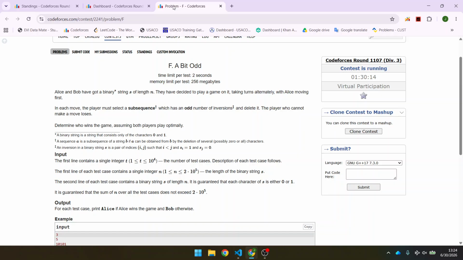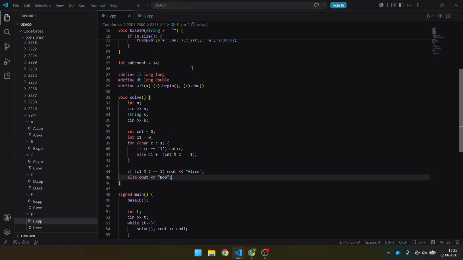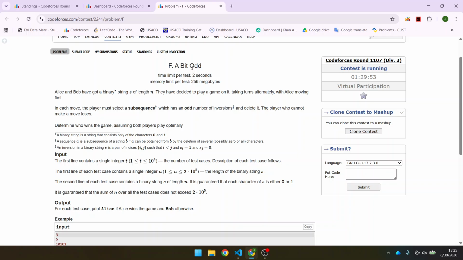Like, a subsequence has an odd number of versions, and delete it. You can delete zero. Okay, you can delete 10, 1110. So on.